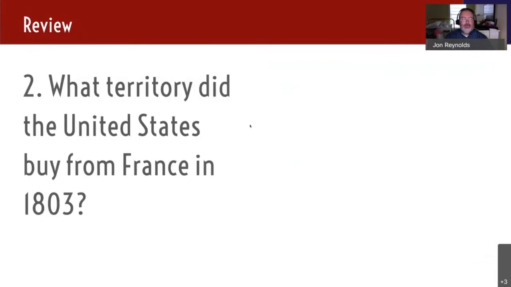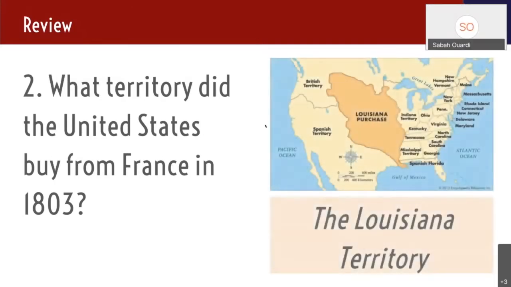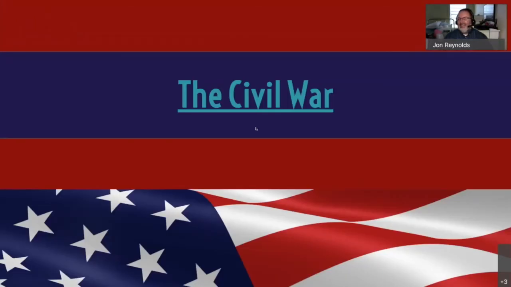Let's continue. What territory did the United States buy from France in 1803? What was the name of that territory? Louisiana. That's right, the Louisiana Territory. We call it the Louisiana Purchase, but the question mentions territory, so if you said Louisiana, you probably would be okay. That was a lot of discussion just for two questions, I know, but I think it's important for students to know a little bit more about American history. It's always good to learn a little bit more.